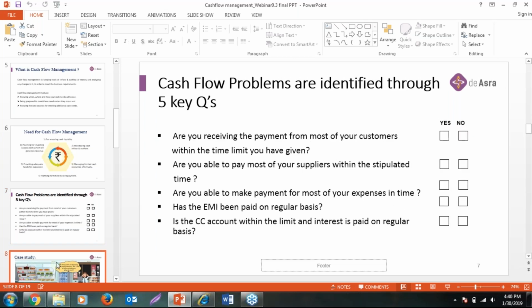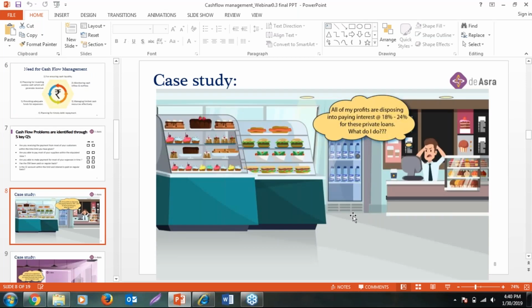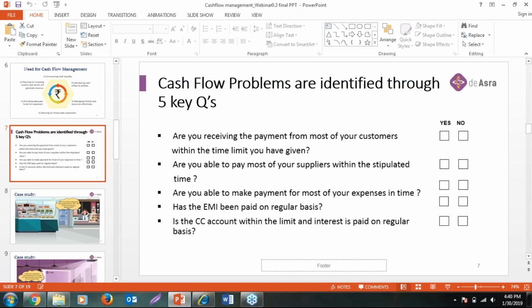Next is, so there is this case study. Just a sec. I guess I missed. Is the CC account within the limit and the interest is paid on a regular basis?